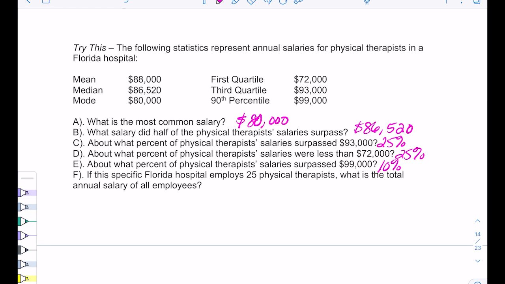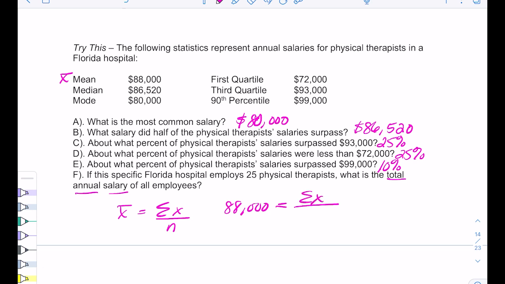And in our last question, if this specific Florida hospital employs 25 physical therapists, what's the total annual salary of all of its employees? So to calculate that, the key is that it's the total, right? So I can use my average formula to figure this out. Remember, the average is the sum or the total of all the values divided by the number of numbers. So in this case, I know the average. It's your mean, which is 88,000. I don't know the sum. That's what I'm trying to figure out.